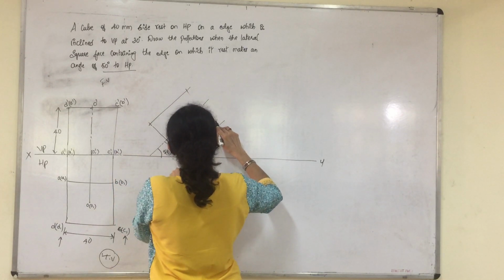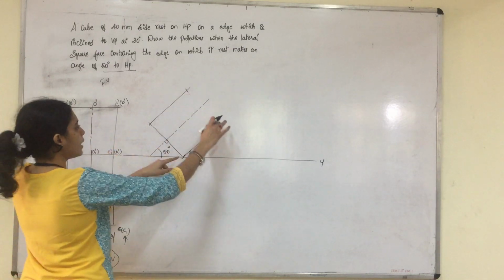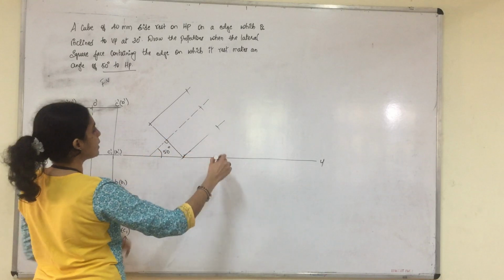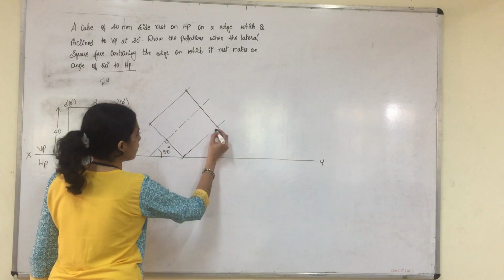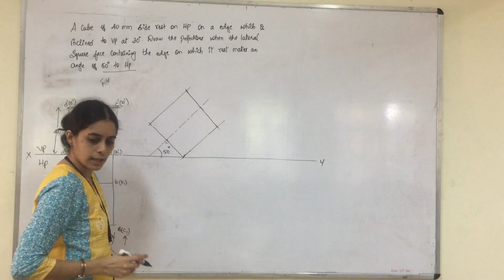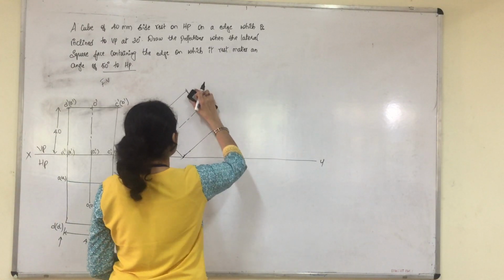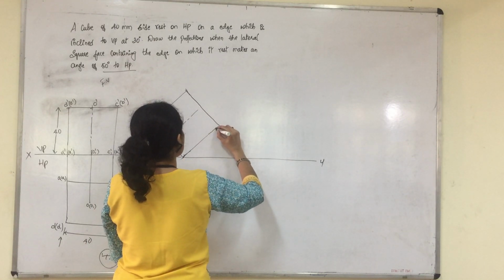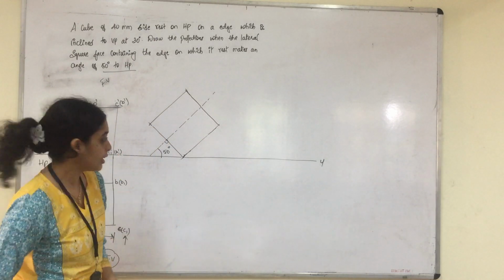And here also measure 40 mm and cut an arc. Measure 40 mm and cut an arc. Measure 40 mm, cut an arc, and again from the center measure 40 mm and cut an arc. So join all together. We have now shifted our front view from the vertical position to the inclined position, as the axis is inclined at 50 degrees to HP.